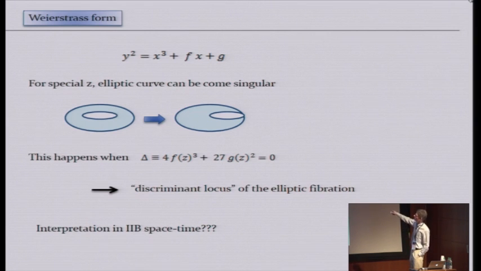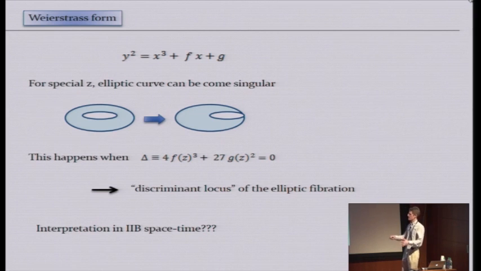And the simplest way it can become singular, remember we had an A cycle and a B cycle, is if one of the A cycles contracts to zero size. It pinches to zero size. Okay, and now I have a singular point. That's the simplest way it can become singular. But remember that f and g are really sections of line bundles over the type 2B spacetime, and now we have a single condition when this elliptic curve goes singular. That's a single complex condition. So this is going to happen over a codimension 1 subset. So where is delta equal to 0? Well, it's a complex codimension 1 subset in the type 2B spacetime, a real codimension 2 subset of the type 2B spacetime.